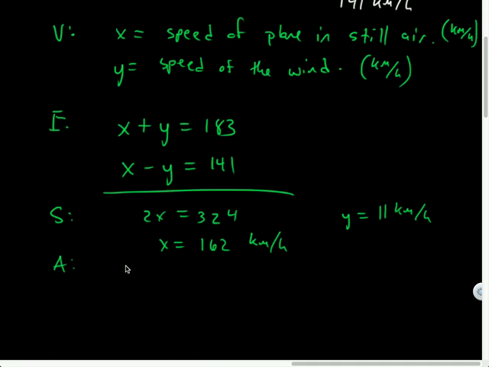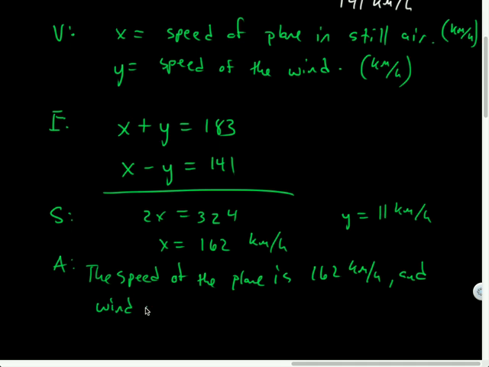So we end up with our sentences: the speed of the plane is 162 km/h, and the wind is 11 km/h. All right. So the solving part you guys are all experts at. It's the V and the E that's going to be challenging for us in this lesson.